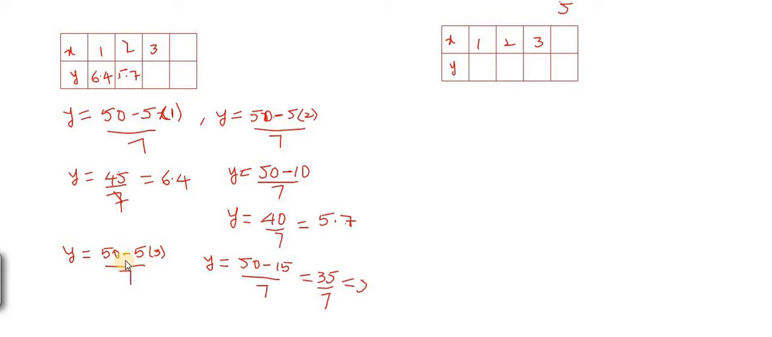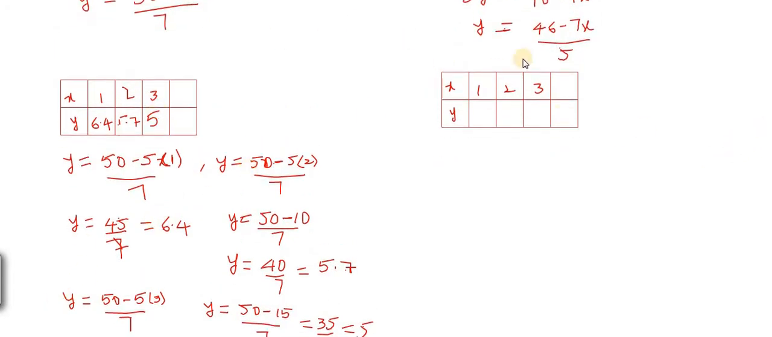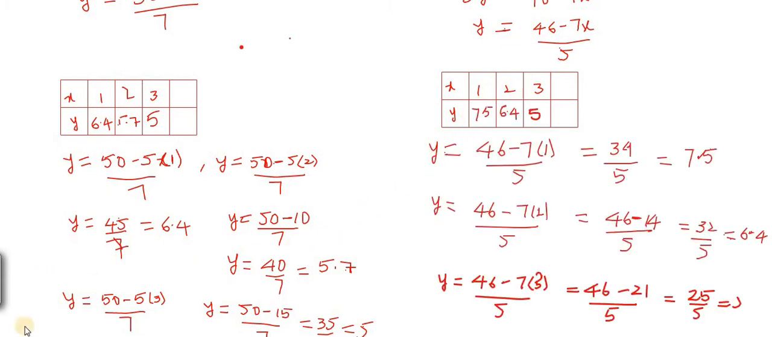Now if we take x equal to 3, then y is equal to 35 by 7. If we divide 35 by 7, we get 5. So 5 is the answer. I think 3 points are enough. Next we'll go for the equation y is equal to 46 minus 7x by 5. If x is equal to 1, we get y is equal to 39 divided by 5. In decimals, you'll get 7.8.